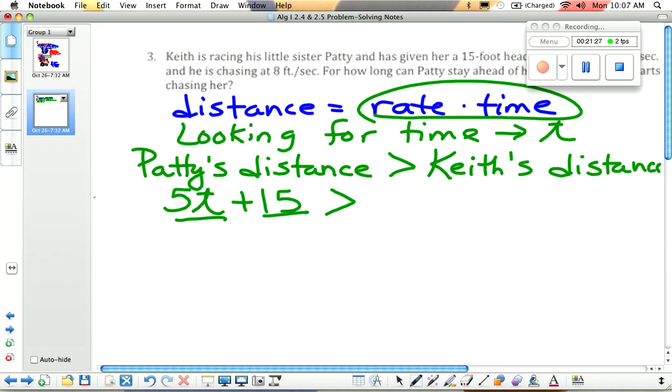What will Keith's distance be? 8T, yeah, it'll be 8T. His rate times how long he's running. Did he get a head start? Does he have any extra distance? No. Did he move back any? Do we have to subtract anything? No, he just started right from where she started, but she got that extra. Okay, go ahead and solve that. You have an inequality here now that you can solve with variables on both sides.